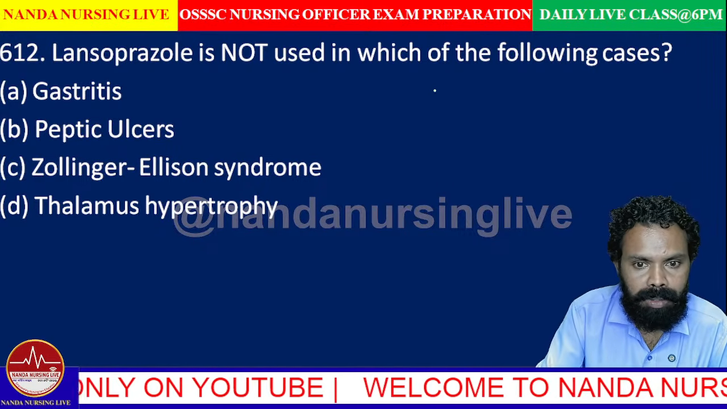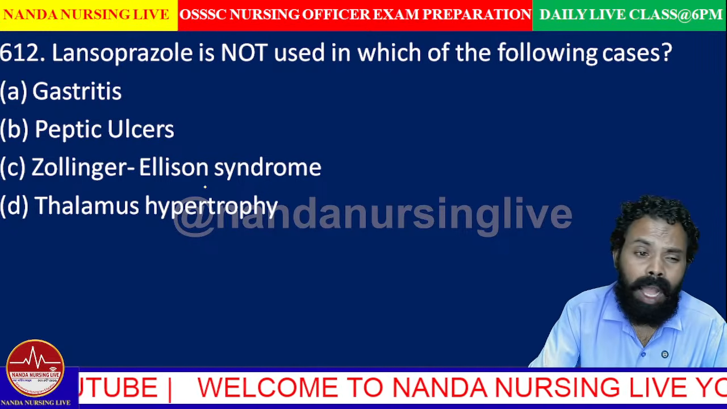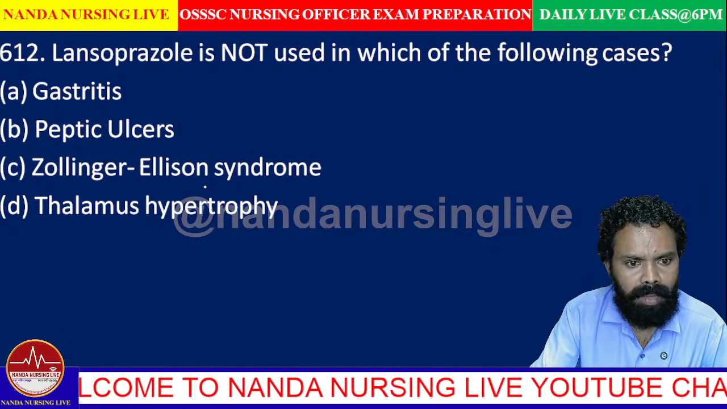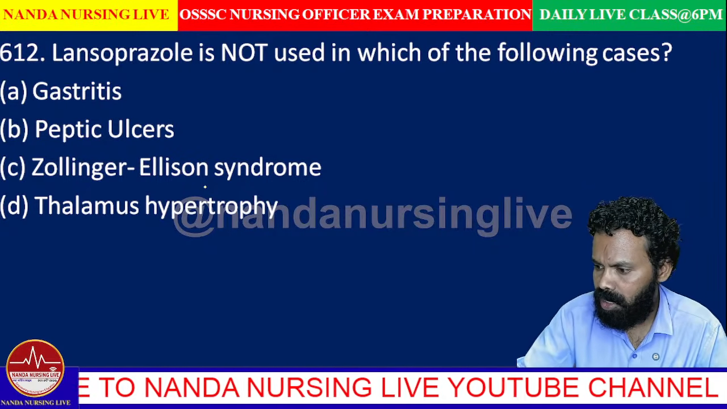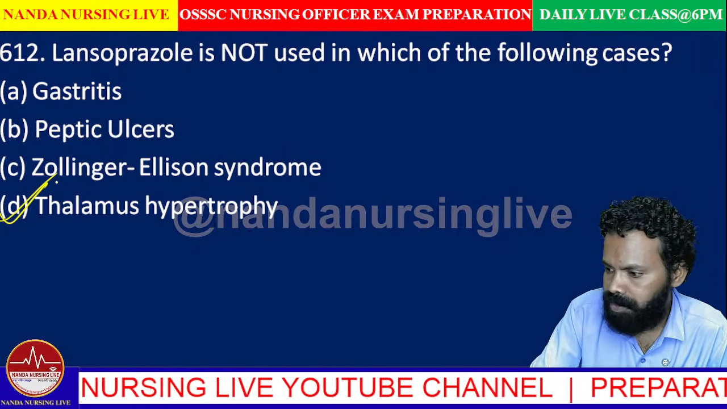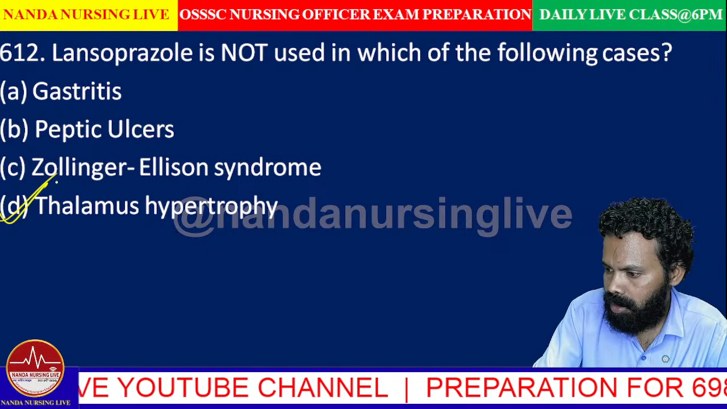Question number 612: lansoprazole is not used in which of the following cases? Option A is gastritis, option B peptic ulcer, option C Zollinger-Ellison syndrome, option D thalamus hypertrophy. So which option is the correct answer? The correct answer is thalamus hypertrophy.